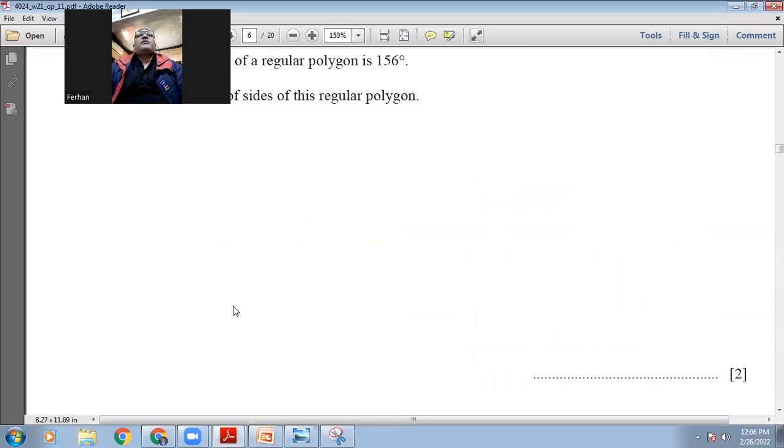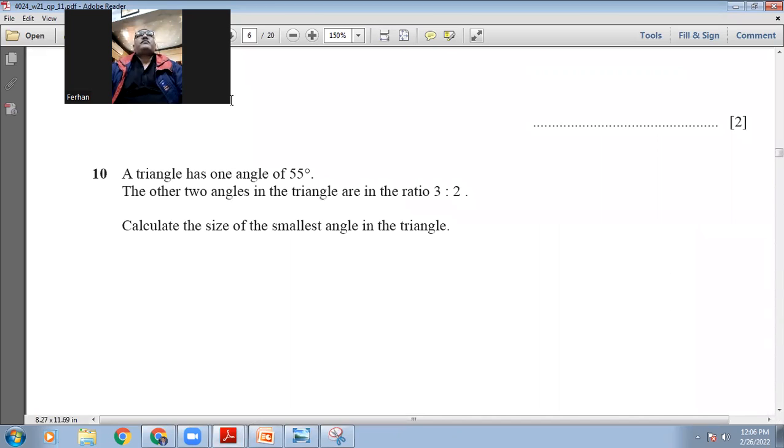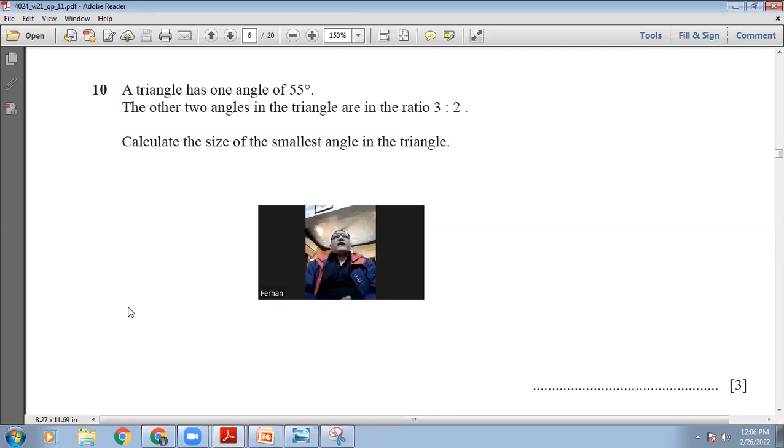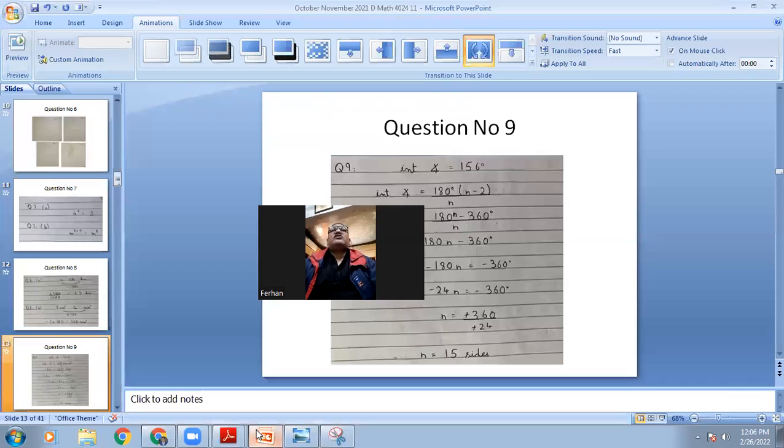So next question coming up on your screen is question number 10. He says, it's a 3-mark question. He says, a triangle has one angle of 55 degrees. The other 2 angles in the triangle are in the ratio 3:2. Calculate the size of the smallest angle in the triangle. So from the sum of the internal angles of a triangle are 180. So from 180 subtract the 55. The remaining angle, that will be those 2 angles who are in the ratio 3:2. So let me show you how this is done.